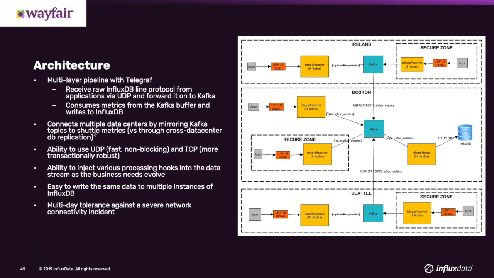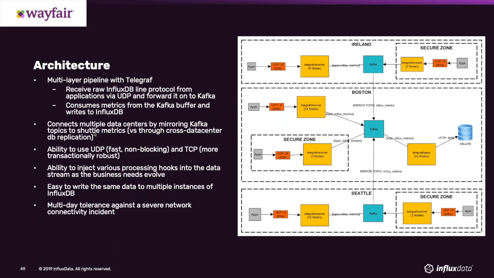Their architecture looks quite a bit different from what we saw previously with Bbox. Here they've got a multi-layer pipeline with Telegrafs, so they're receiving all the raw InfluxDB line protocol from applications. They're getting that from UDP, and they're forwarding it on to that Kafka instance, as we had a question about earlier. You can see how Kafka is used here. They consume the metrics from the Kafka buffer, and they write it to InfluxDB.